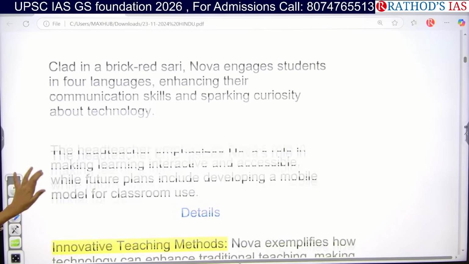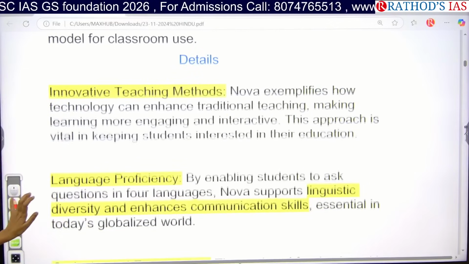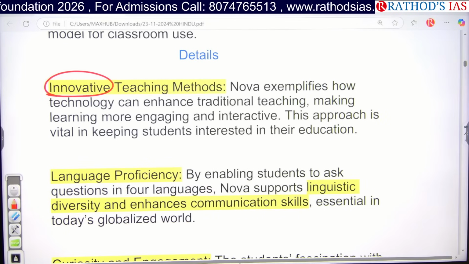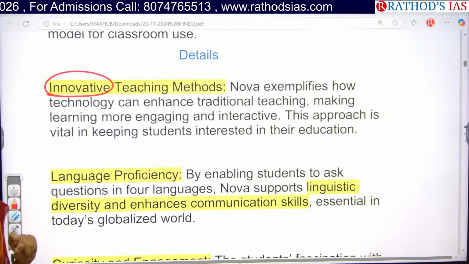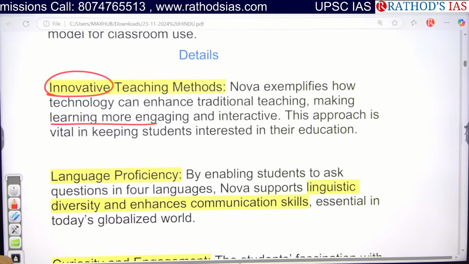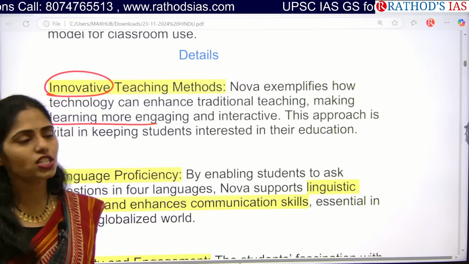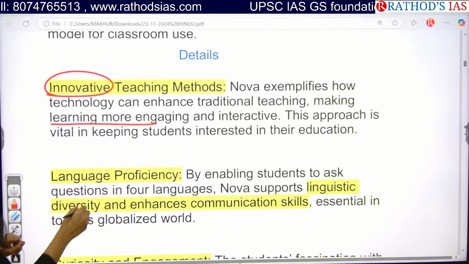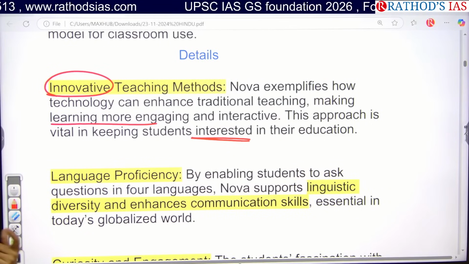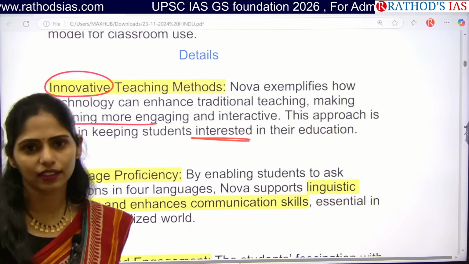Okay, now let us see 7 important points regarding this article. The first one is that nowadays we are using some innovative teaching methods, for example, Nova. Whenever we use this type of technology, obviously we can increase engagement of students and make sessions more interactive, and even create interest in the students regarding education, to go to schools to learn something like that.